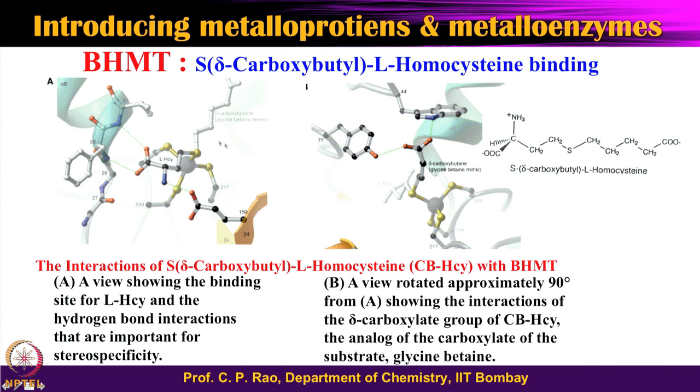So, that is what you are trying to see, that part of it. And this is another view of this, a view which is about perpendicular to the previous one, which is 90 degrees from that. This will show the carboxylate group of the homocysteine analog, and the carboxylate group of the glycine betaine that is interacting. So, you could see both the things.